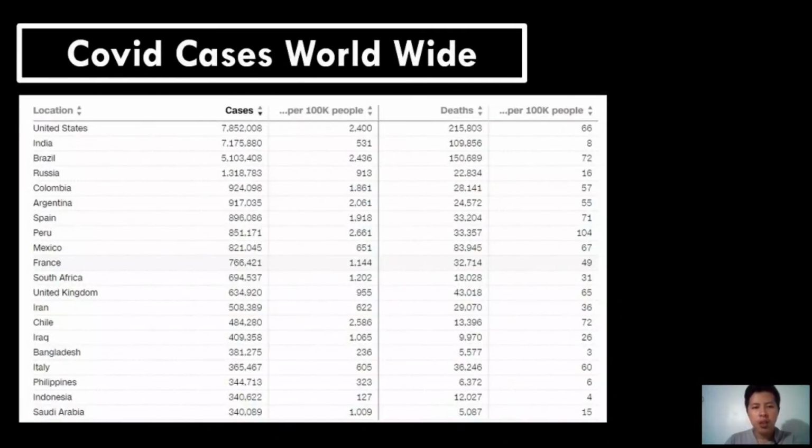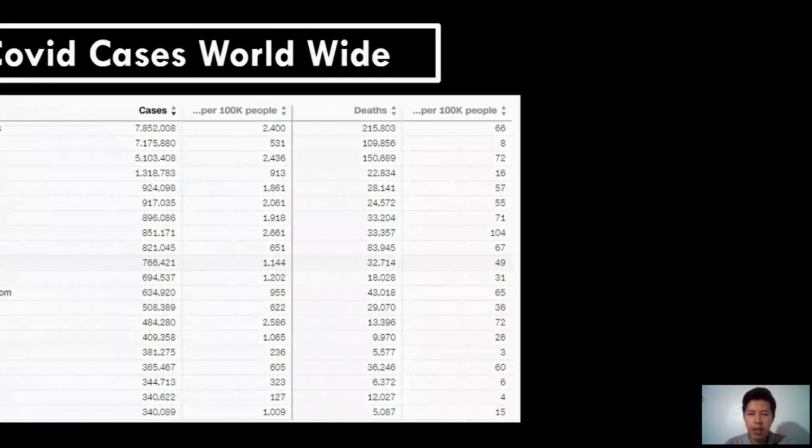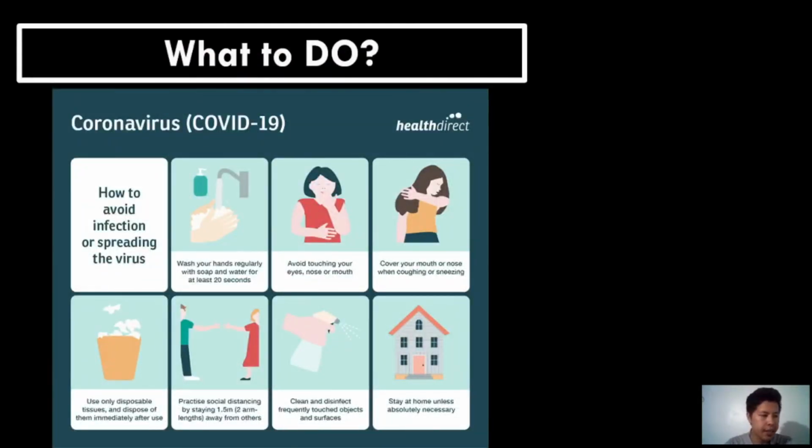Now, the COVID cases worldwide, if you look at these figures, we have the United States with 7.8 million infected cases, and there are around 2,400 people per 100,000 people infected with COVID-19, with 215,803 deaths, or around 66 people per 100,000 people. Then Brazil, Russia, Colombia, Argentina, and so on down to Saudi Arabia. And so we look at this and you could be horrified by the figures, with the deaths now totaling around 1 million worldwide.